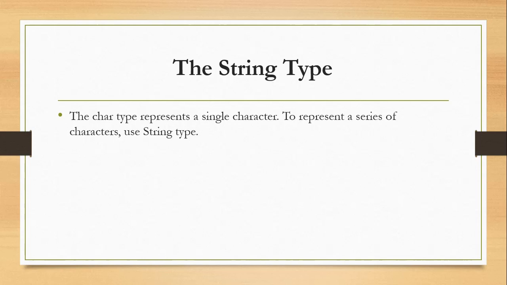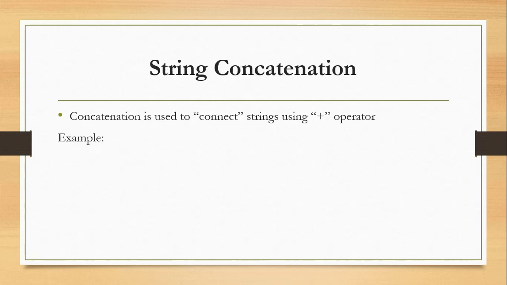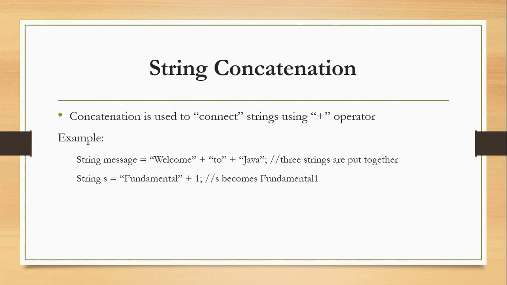To represent a series of characters, we use the string type. For example, we have a message, welcome to Java. We have string message equals welcome, plus, another string to, plus another string Java. The three strings are put together, so we have welcome to Java. Another example would be s equals fundamental plus 1. So the value of s becomes fundamental 1. S1 equals vitamin plus B, so the value becomes vitamin B.